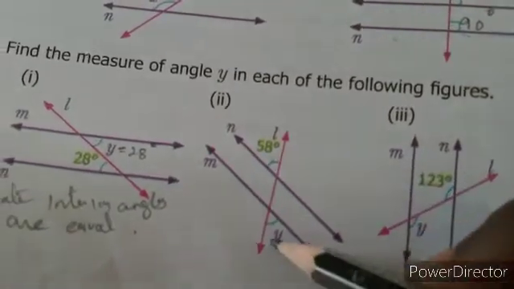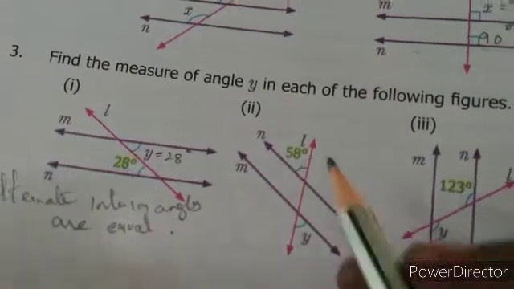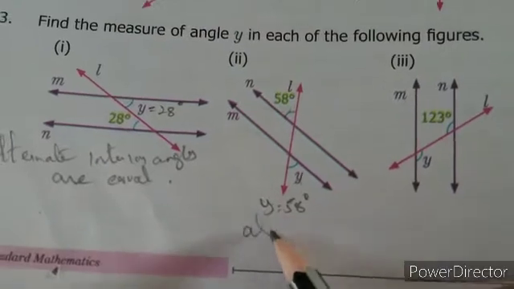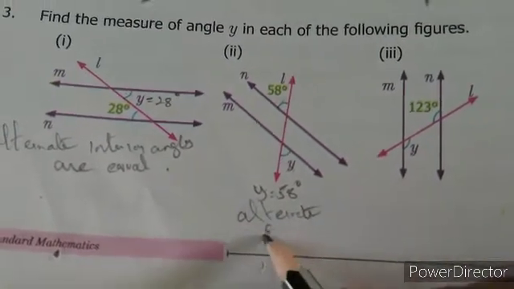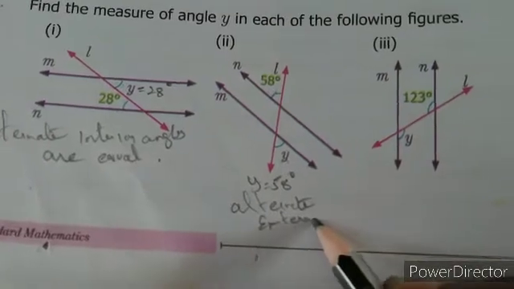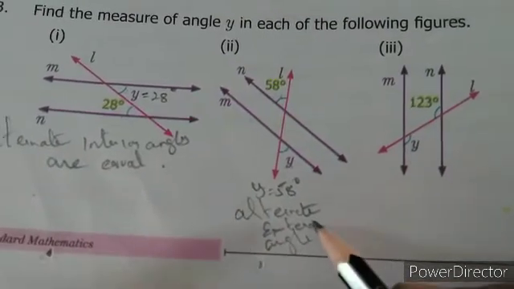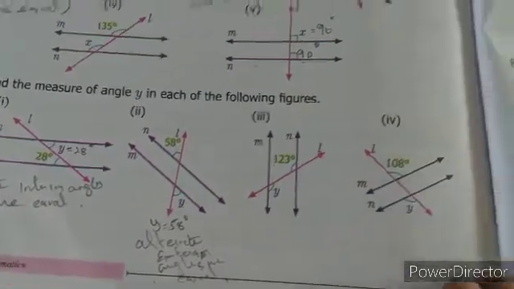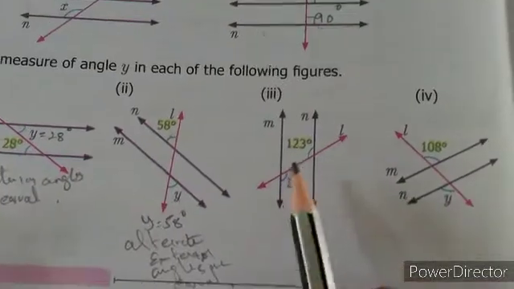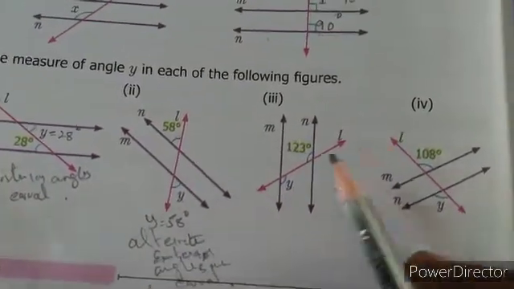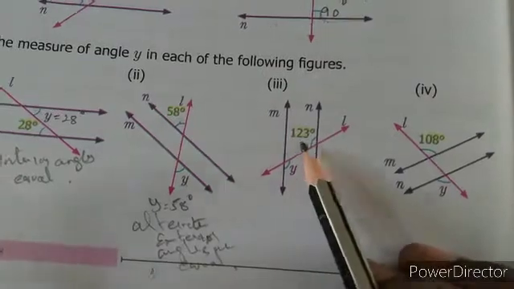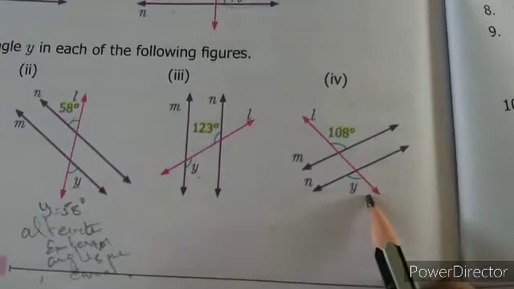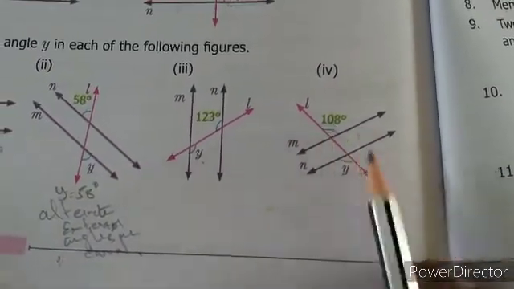Next one, M and N are parallel lines, L is a transversal. Here the angles are marked on the exterior of the lines. So y value is 58 degree, and the reason is alternate exterior angles are equal. Try to work out the sums in your classwork note. Now here interior angles are equal. So y value is 123 degree. Here the exterior angles are equal, that is, alternate exterior angles are equal. So y value is 108 degree.